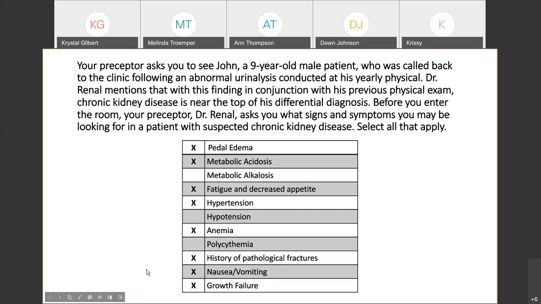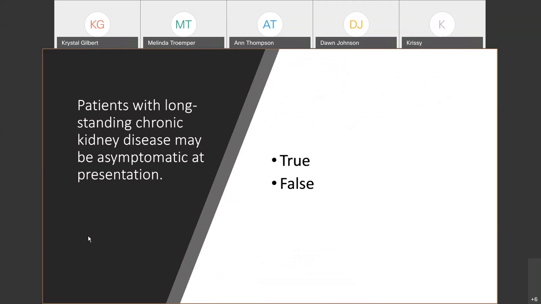Yes. So here we go. We have pedal edema, metabolic acidosis, fatigue and decreased appetite, hypertension, anemia, not polycythemia, because it's kind of the opposite of anemia. Pathological fractures due to your calcium, and then nausea and vomiting, and growth failure. So a patient with long-standing chronic kidney disease may be asymptomatic in presentation. True or false? That they may be asymptomatic. Okay, we got true. Yeah, that's true.